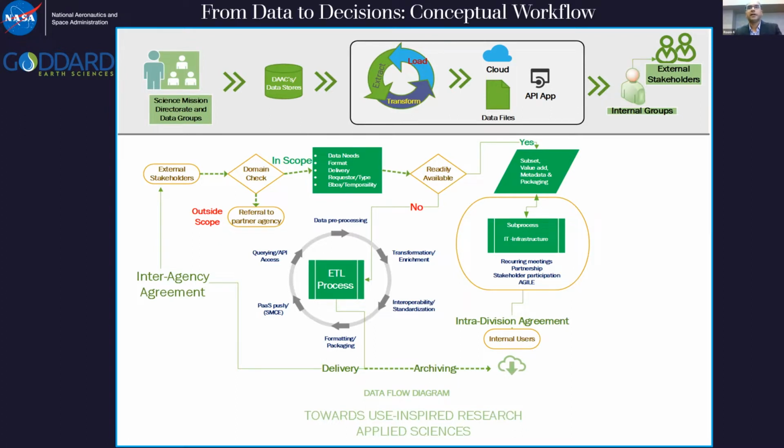So here's a little decision flowchart, a decision tree if you want to call it, wherein external stakeholders come, approach, or are directed towards us. We do a quick domain check to see if it's in scope and understand their data needs, format, delivery, and area of interest. All of that is processed to understand if the data is readily available or not. And we're talking about data level 3, 4, and beyond products.